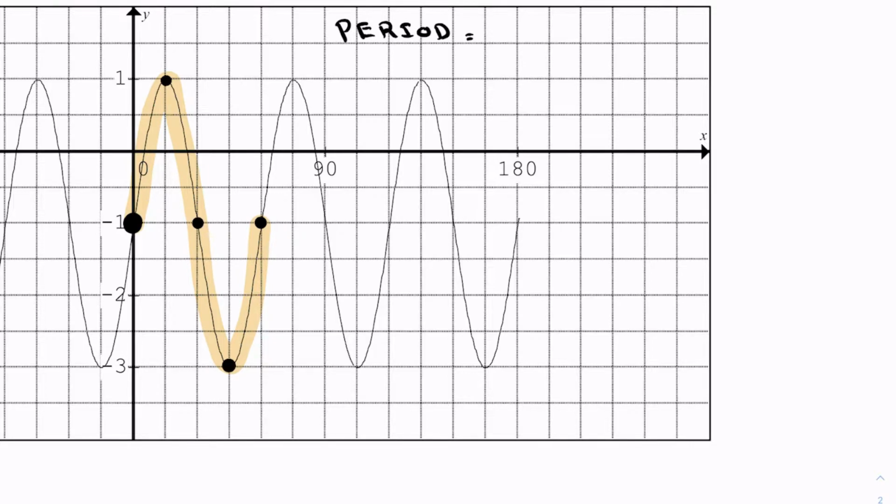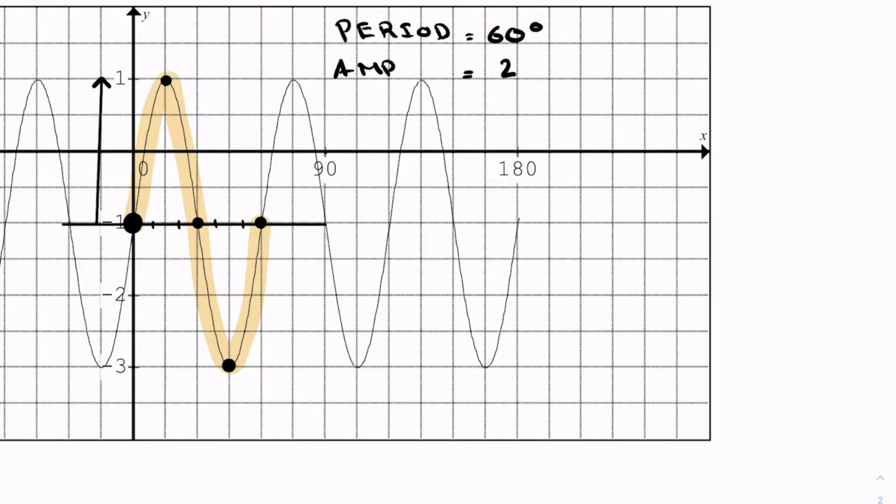Well, that's just going to be, if this is 90, each block will represent 15. That'll be 1, 2, 3, 4. So one period is going to be only 60 degrees. And the amplitude, okay, that's the distance from the middle to the top. So if you go from -1 to 1, that'll be 2.